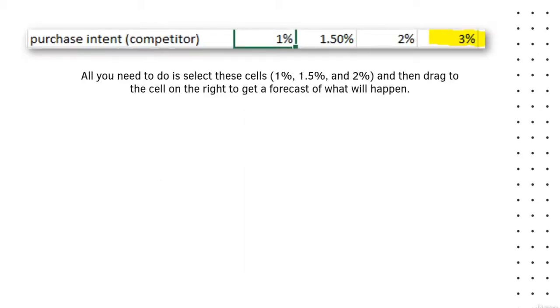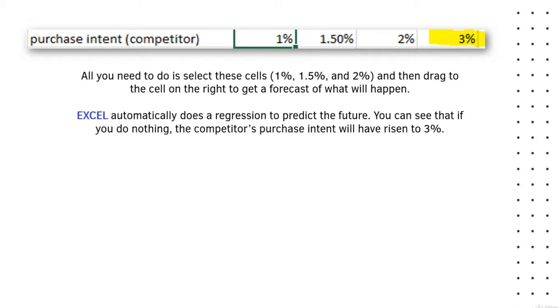In Excel, all you need to do is select the cells of 1%, 1.5%, and 2%, and then drag to the cell on the right to get the forecast of what will happen. Excel automatically does a regression to predict the future. You can see this if you're doing nothing. The competitor's purchase intent will have risen to 3%.